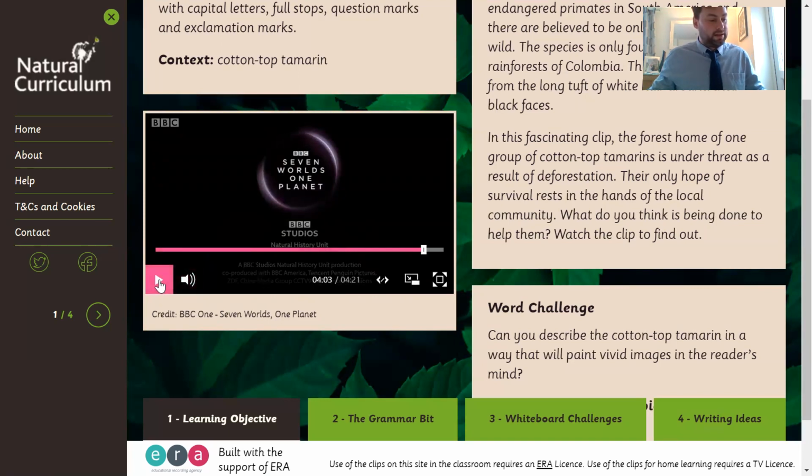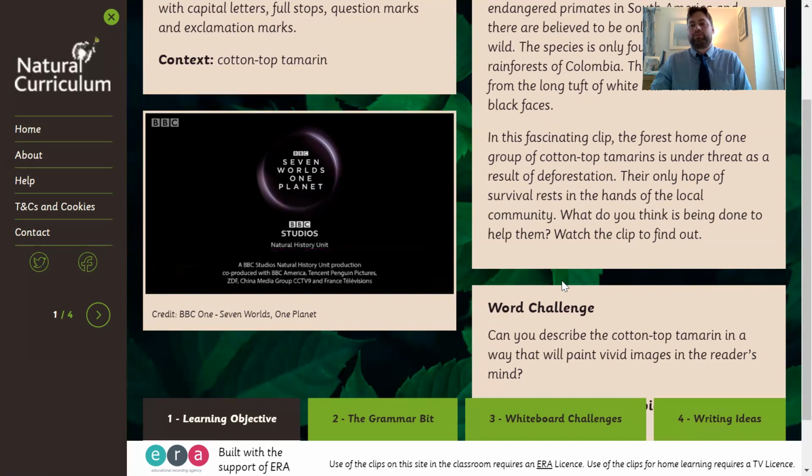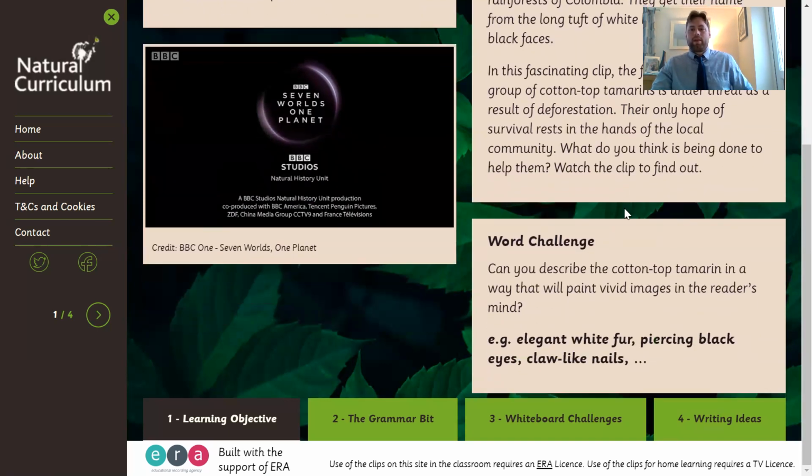Okay, so there's the question at the bottom here. Can you describe the cotton top tamarin in a way that will paint vivid images in the reader's mind? Elegant white fur, piercing black eyes, claws like nails.